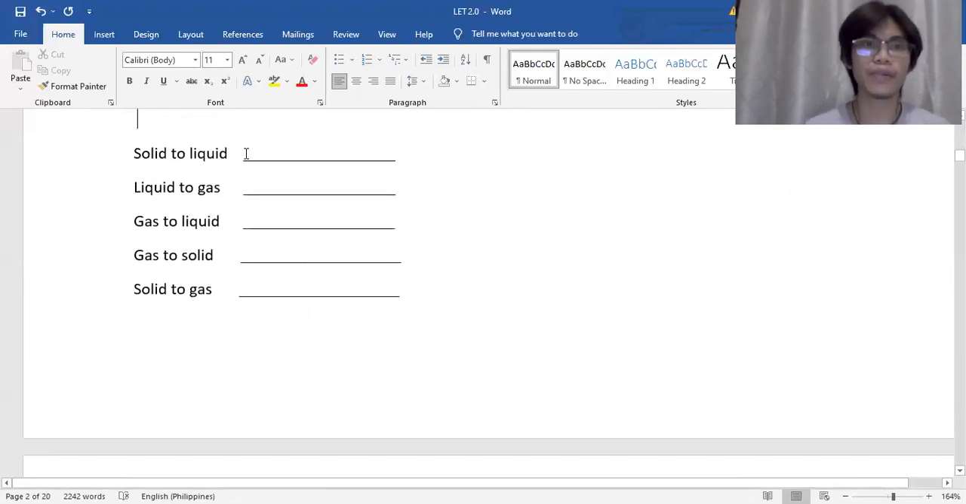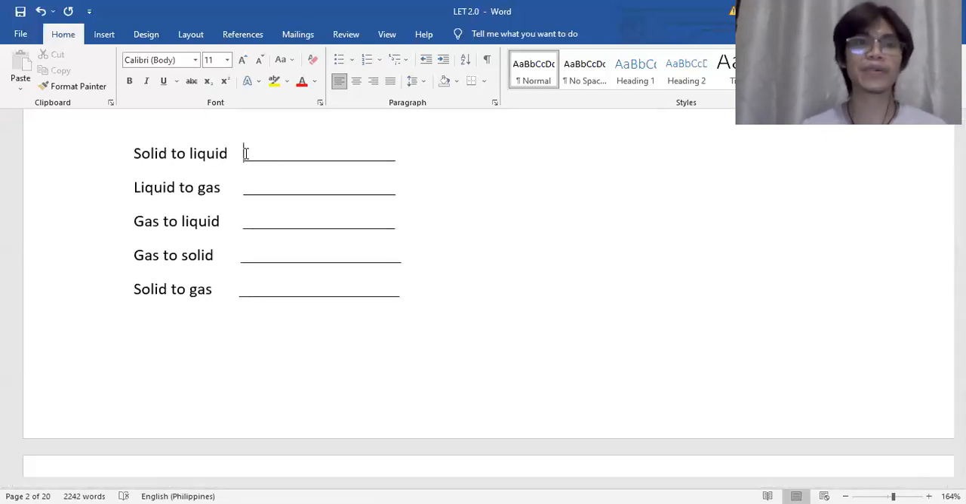Solid to liquid, what's that? Correct, that is melting. Liquid to gas, correct, that is evaporation. Gas to liquid, correct, that is condensation. How about gas to solid?